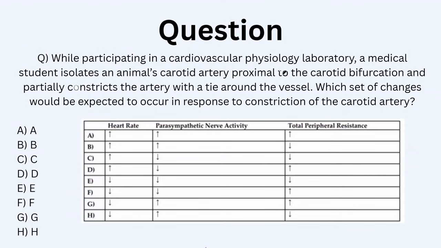Now, question. While participating in a cardiovascular physiology lab, a medical student isolates an animal's carotid artery proximal to the carotid bifurcation and partially constricts the artery with a tie around the vessel. Which set of changes would be expected to occur in response to constriction of the carotid artery? Okay, let me explain the question.